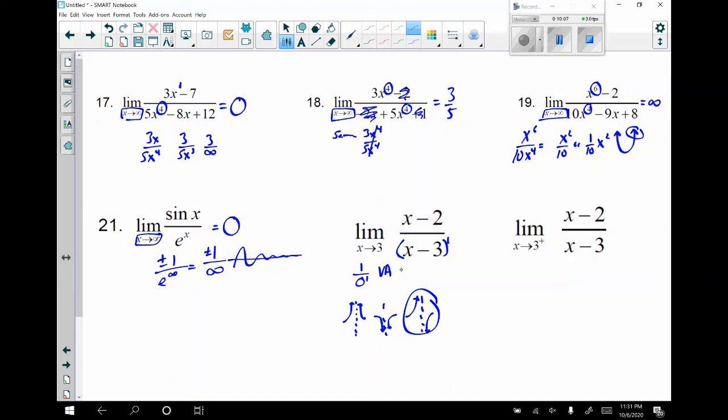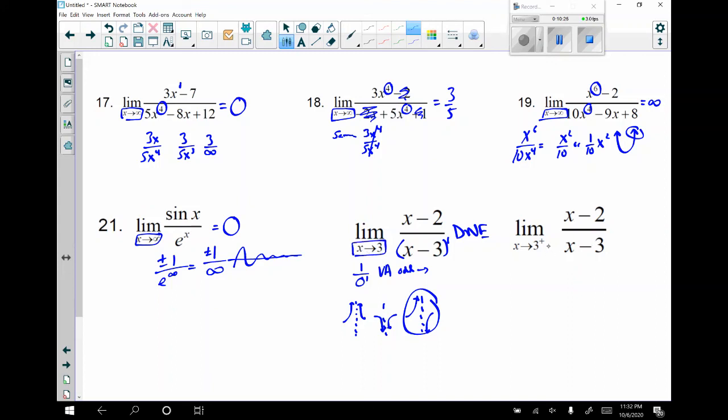So that means our answer is, so the odd exponent is what we looked at. Answer is, does not exist. Okay, one goes up, one goes down. They're going to disagree with each other on the direction. So that one, the full limit, does not exist.